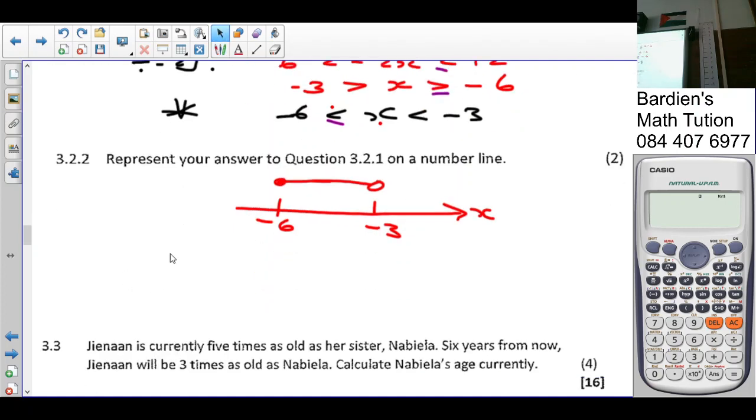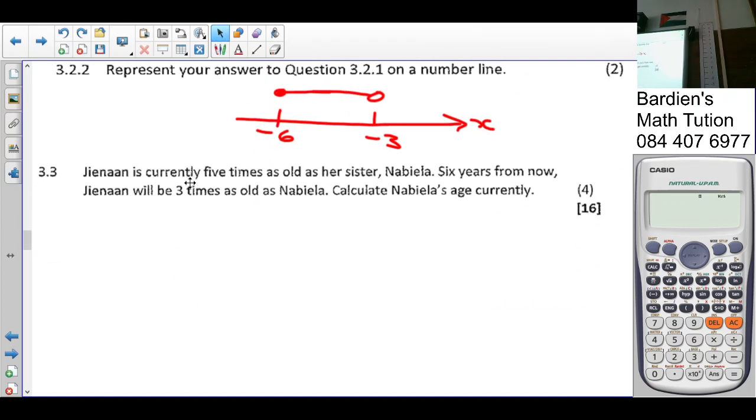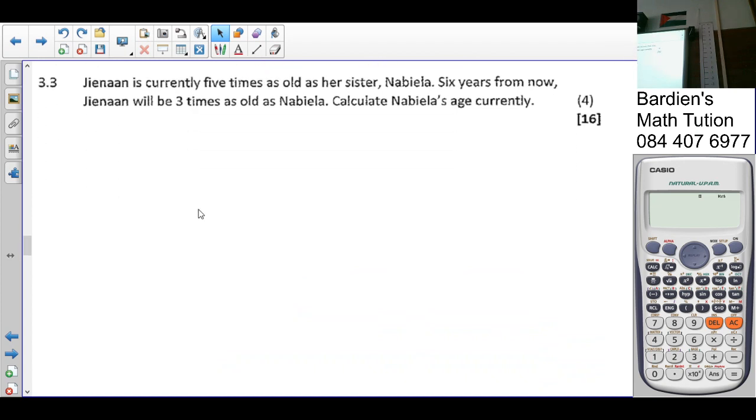Right, next. Question 3.3. Jinan is currently 5 times as old as her sister, Nabila. So currently we have the Jinan and Nabila story. Which one is younger, Nabila or Jinan? Nabila. So you make the smaller one x. So Jinan is 5x, 5 times that.